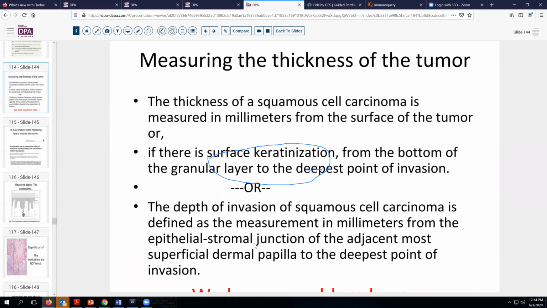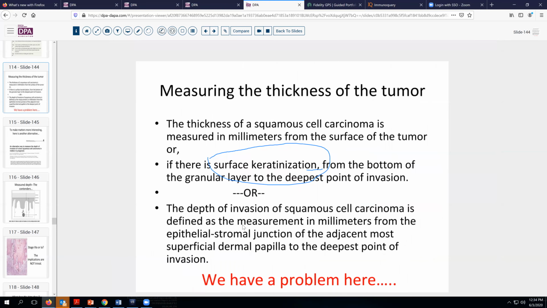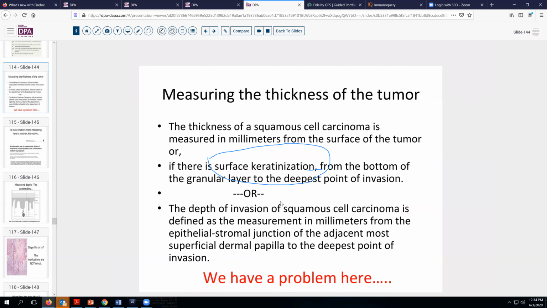Now, if you read those and think those are different measurements, you're correct. But they are also defining different things. And so when you're going to measure the size of the tumor, you're going to measure the thickness. When you're going to measure depth of invasion, you're going to measure the depth of invasion. And so we only have a problem if we confuse these as being the same measurement.